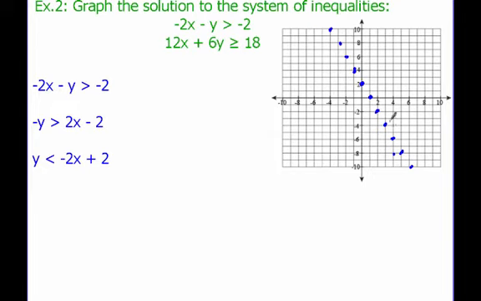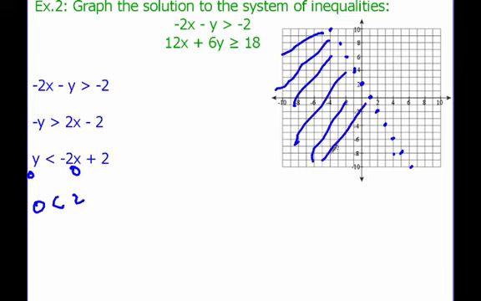All right. Now I need to figure out which way to shade. If I plug in 0, 0, I get 0 is less than 2. Well, that's true, so this is the way I want to shade. So I'm just going to put my shading in like this. I think it'll be easier to see the overlap if I just put them in. So this whole area over here is our solution for that one inequality.